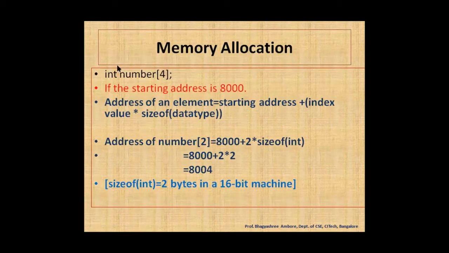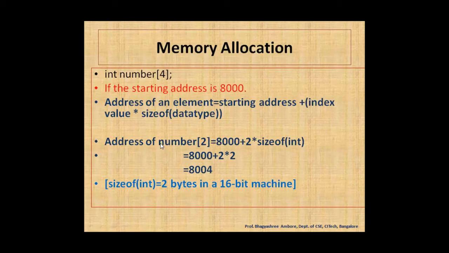I'll consider the integer declaration, integer number of 4. That is, I have declared an array number with 4 elements. If the starting address is 8000, first we'll calculate how much memory space it needs. 4 into 2 equals 8 bytes. This 8 byte memory, how will it be allocated? For that we have a formula, address of an element. I want to know the address of a particular element. Starting address plus index value into size of data type.